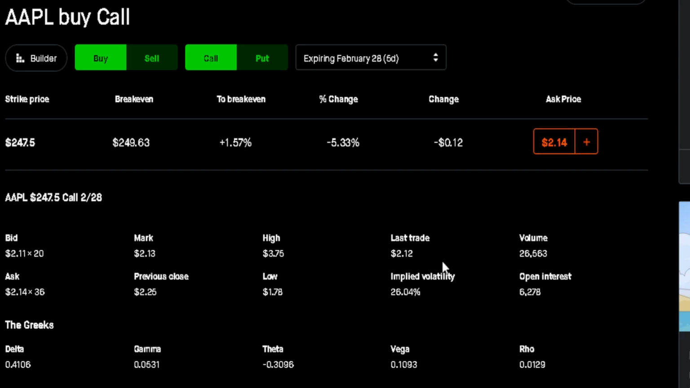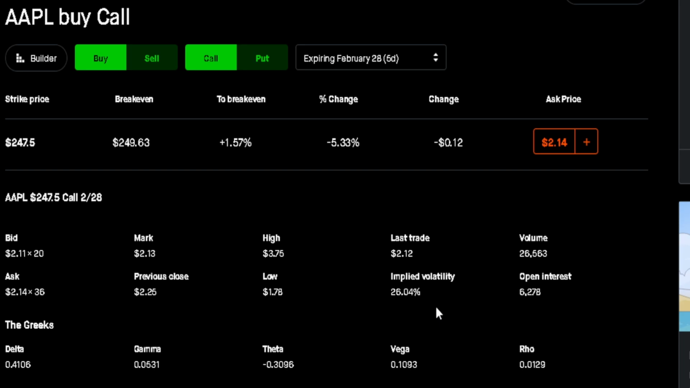Next is implied volatility. This determines basically how much the market expects the stock price to move within the time frame of the expiration date. So the lower the implied volatility, the more stable the market expects it to be. And that also affects the premium price. The more volatile, the higher the premium, but the more risk of it going against you.